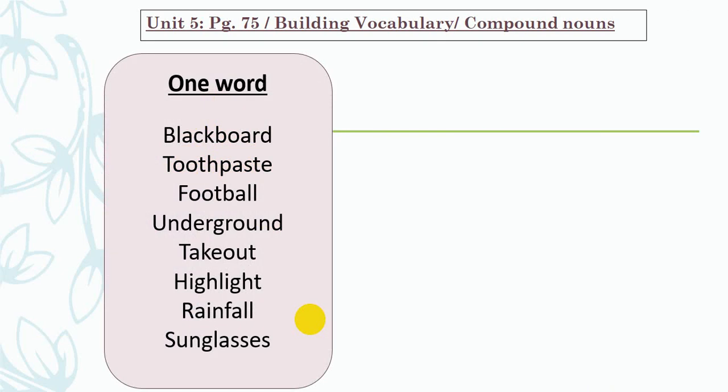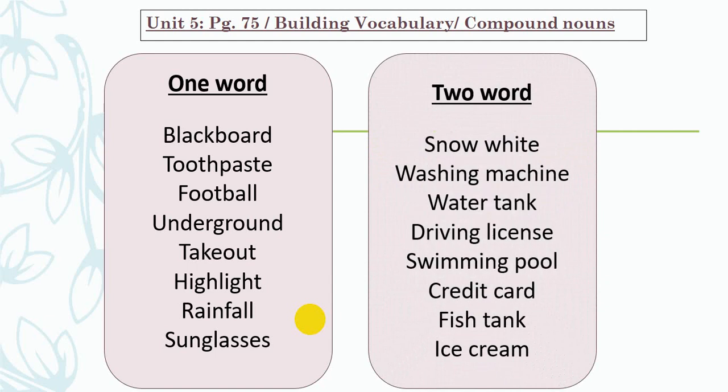Now we're going to have a look at the two-word compound nouns. Snow White. You know this famous story, Snow White and the Seven Dwarfs. So Snow White is a two-word compound noun. Washing machine. If I just say machine, you will be like, teacher, what kind of machine? But if I say washing machine, then you know this is a machine to wash clothes. Water tank. Tank is a big container in which we can put water.